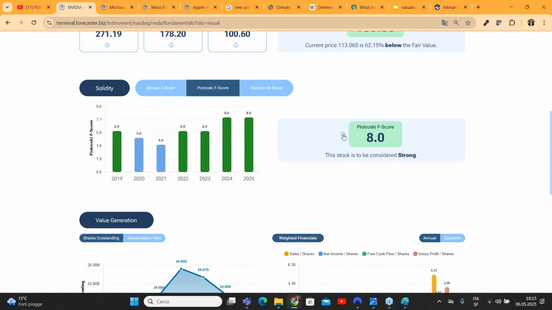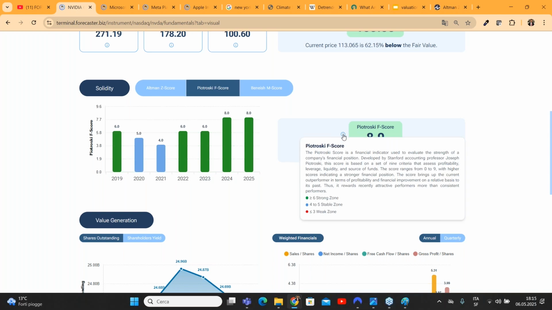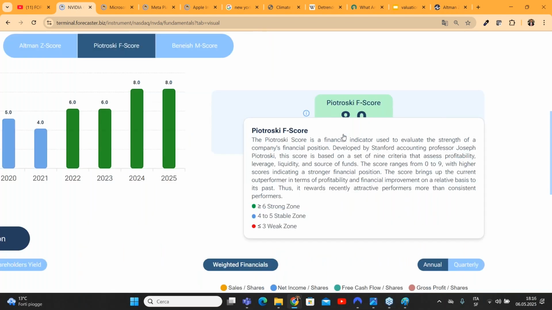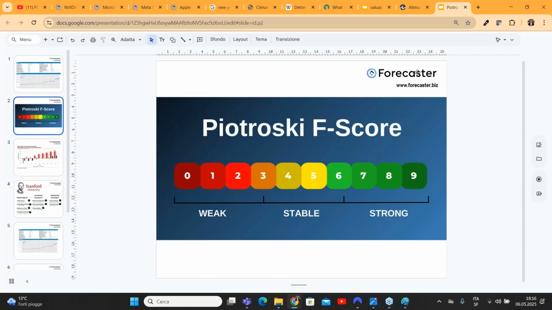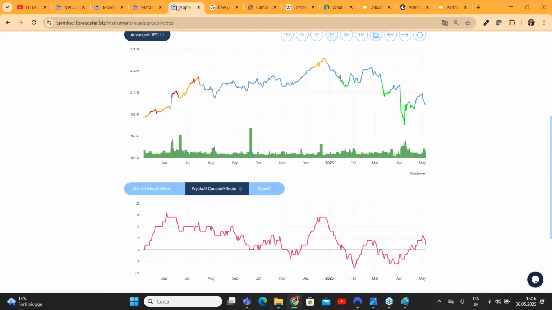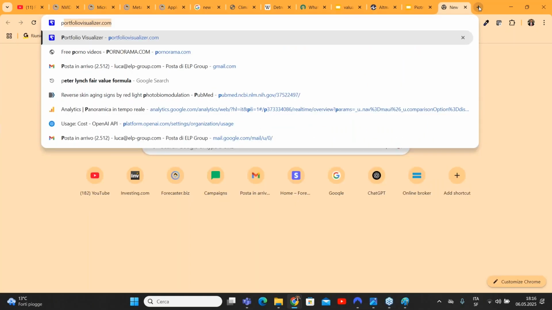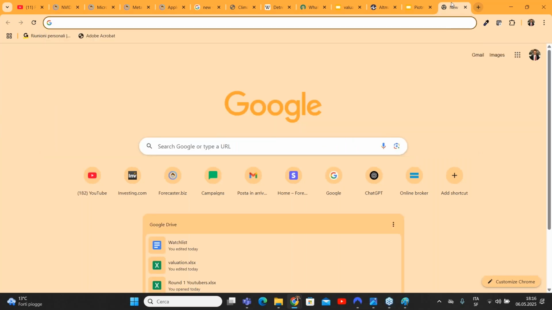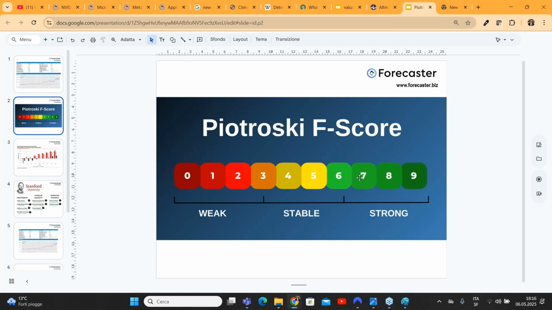The Piotroski score is another very interesting ratio made by Piotroski, who is a professor at a very important university. Also in this case, we have a very simple formula that you can of course find online, but I can show you better here. The result is a number between 0 and 9. Of course, if you find a company with 6, 7, 8, or 9, it's considered a strong company.